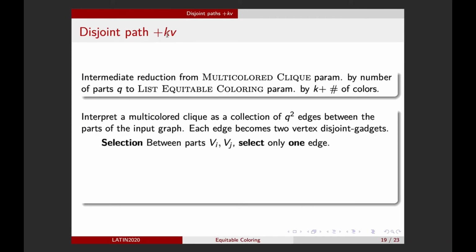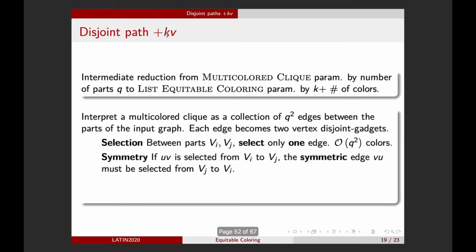And we need to enforce 3 properties. The first, selection. Between each 2 parts, we must pick only one edge to be in the solution. To do this, we're going to need O of k squared colors. We need to enforce symmetry. That is, if I choose this edge from i to j, I must choose the same edge from j to i. Again, you need k-squared colors for that.